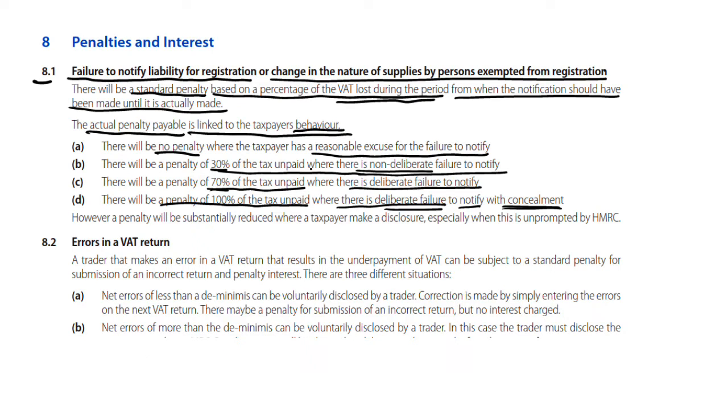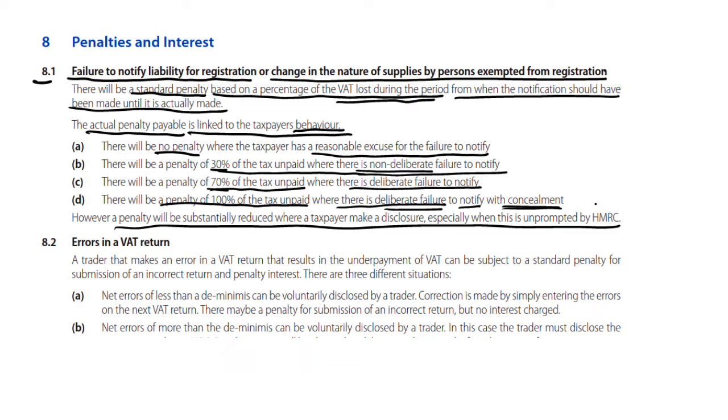What we'd also discover, though the detail of which we do not have to know, is that a penalty will be substantially reduced where the taxpayer makes a disclosure, especially when this is unprompted by HMRC. So the taxpayer realises that there has been an error made and therefore owns up to that. And it is unprompted. HMRC have not said that they're going to investigate. What happens is we discover as the trader, oops, we've made a mistake, and we go forward and tell HMRC that. So if that happens, then the penalties are reduced.